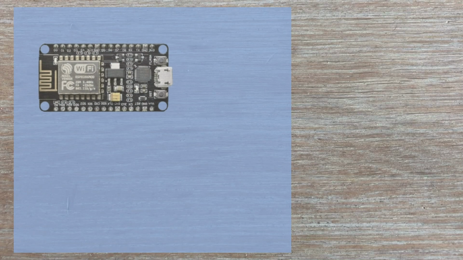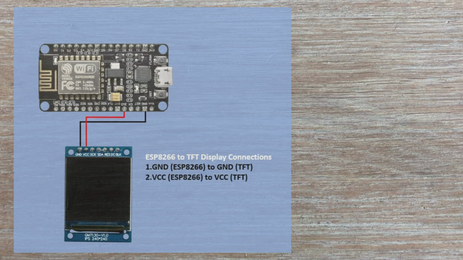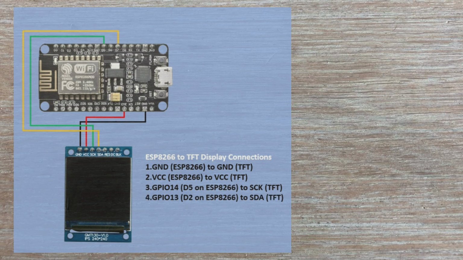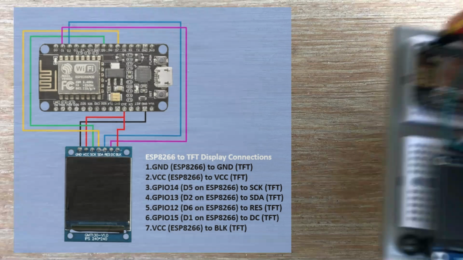To complete this project, we will need ESP microcontroller connected to the small TFT display. Here's how the two components should be connected. Ground is connected to ground, VCC to VCC, SCK goes to D5, SDA goes to D7, reset goes to D2, and DC goes to D1. Backlight pin is connected to VCC.